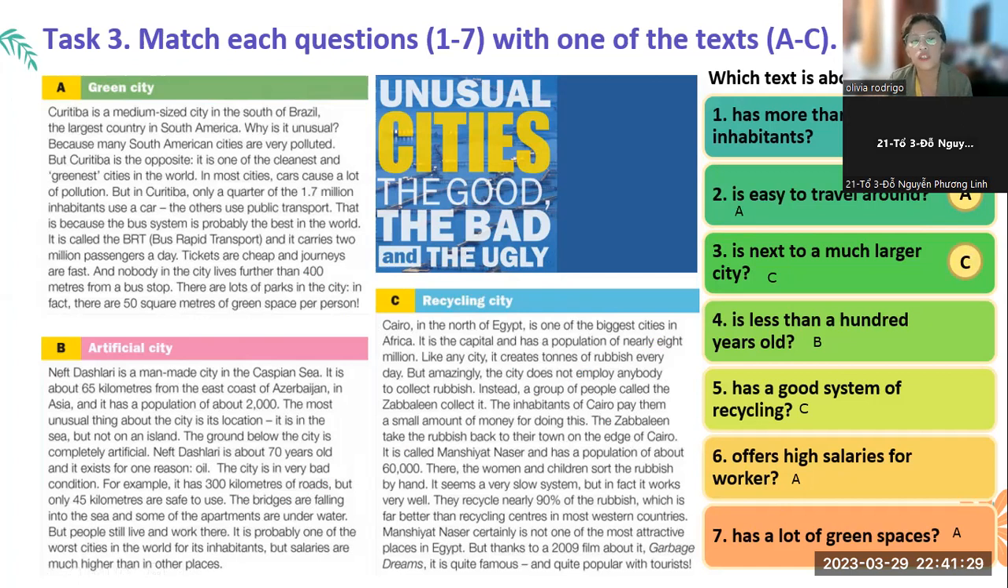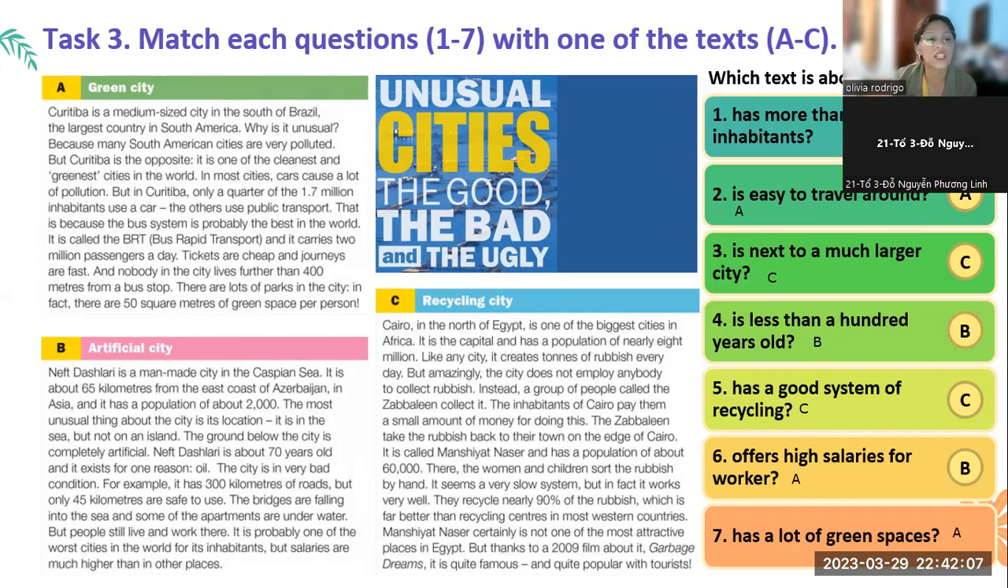Cairo in the north of Egypt is one of the biggest cities in Africa. It is the capital and has a population of nearly 8 million. So this is next to a much larger one. Okay. It is less than 100 years old. It's letter B. And has a good system of recycling. Letter C. Offers high salaries for workers. Letter B, the artificial city, really offers high salaries for workers.